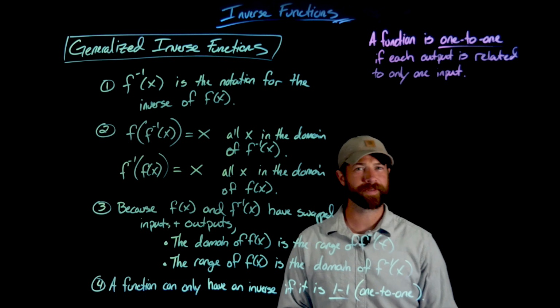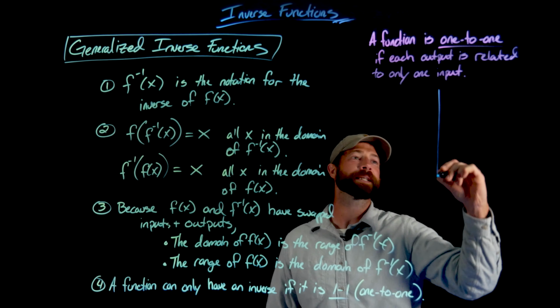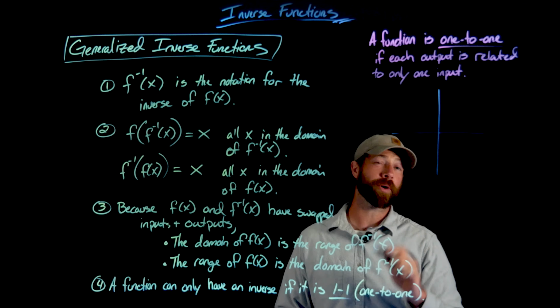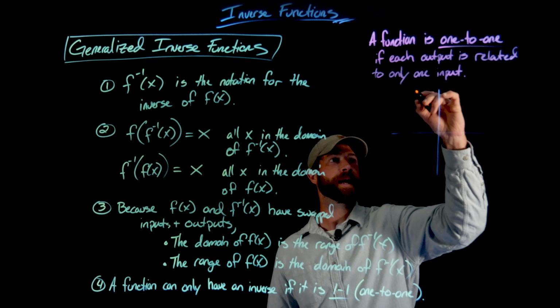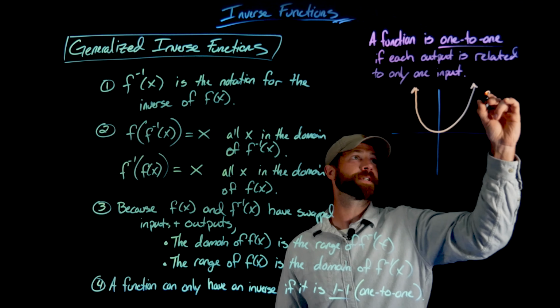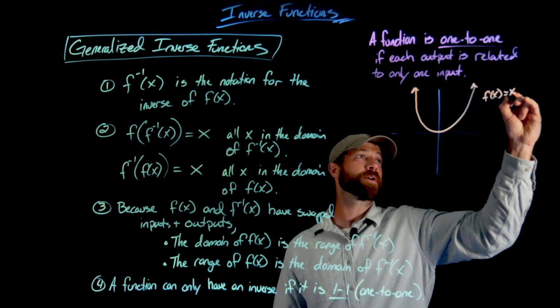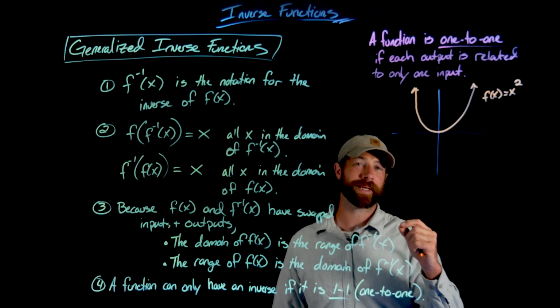For instance, just to give an example of this and to say why this is the case. So again, a function can only have an inverse if it's one-to-one. Let's think about f of x equals x squared right here. So we have this function f of x, and the question is, is it one-to-one? Is each output related to only one input?